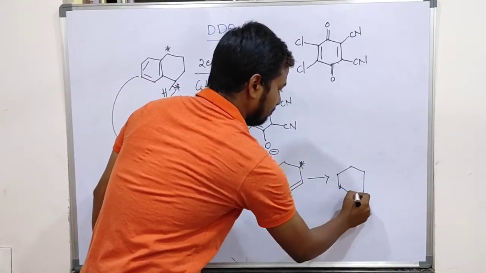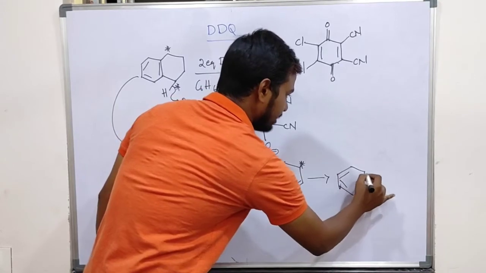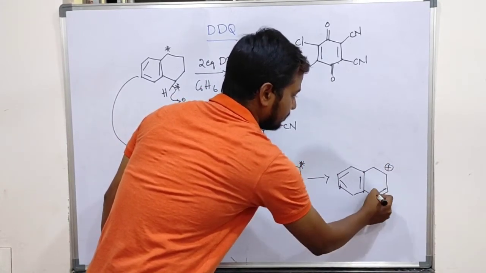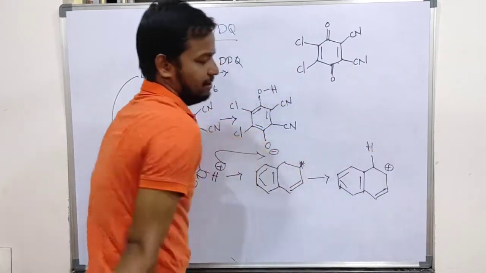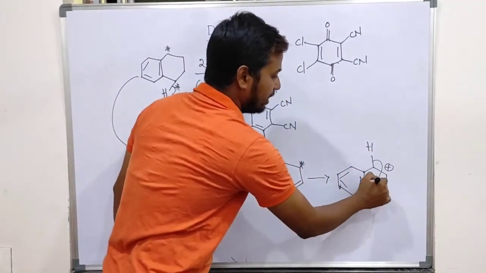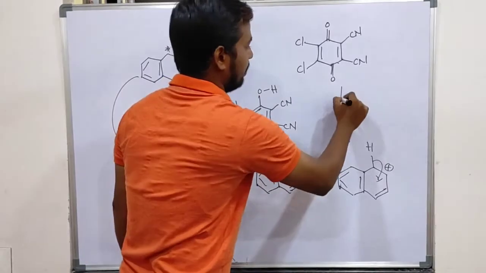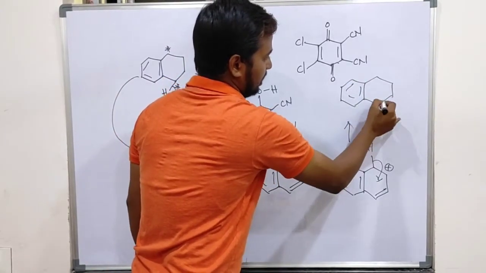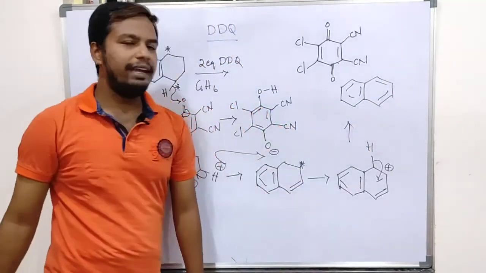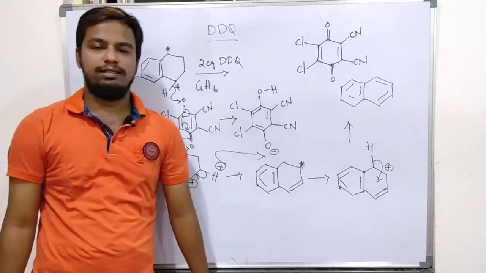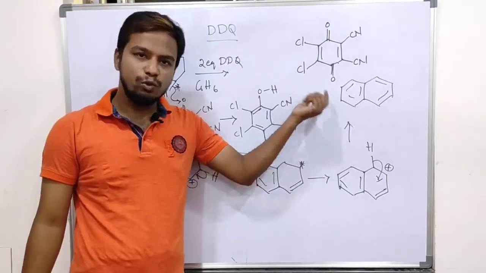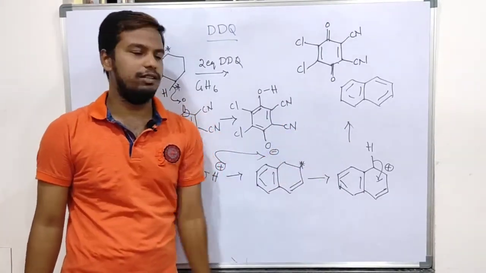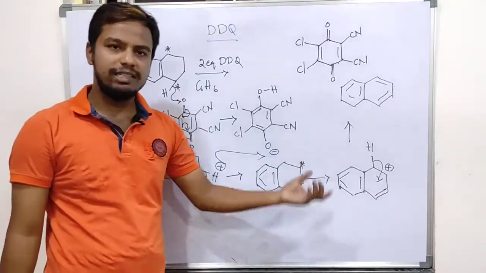So another equivalent of DDQ will react, resulting in the formation of a carbocation here, and the sigma electrons migrate here. Dehydrogenation happens, resulting in the formation of this aromatized species. So the main application of DDQ is that DDQ is used to aromatize. It is involved in aromatization reactions. The main application of DDQ is that.